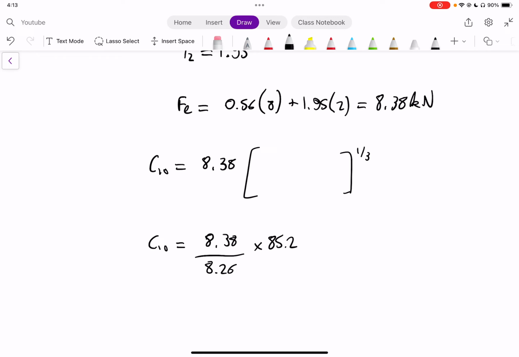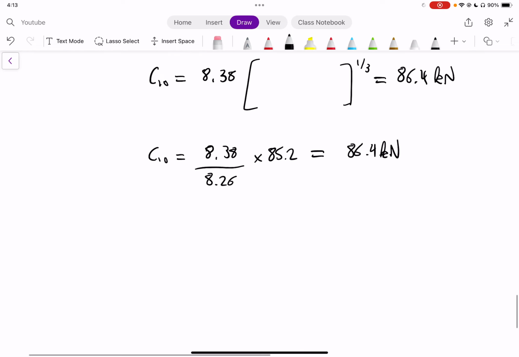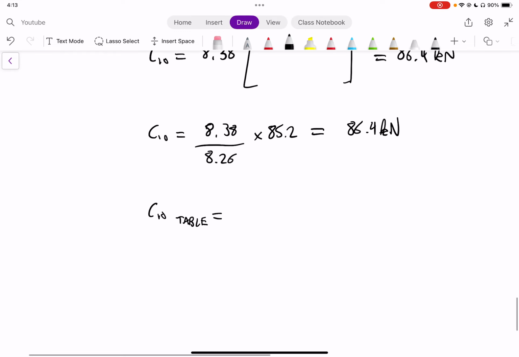The bottom one essentially just takes the value of C10 that we found with 8.26 and takes the difference in percentage between 8.38 and 8.26, and we get a value. So those two would give you the same value, 86.4 kilonewtons. And this would also be 86.4 kilonewtons. Okay, two different ways of calculating the value. One is slightly faster. Now, what we can say is that our C10 calculated is equal to 86.4. And let's write down our C10 table just to make sure that it would be fine this time. So our C10 table, if we go back, is 95.6 kilonewtons.